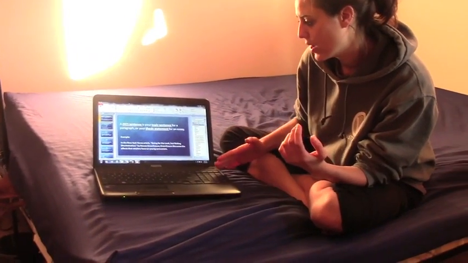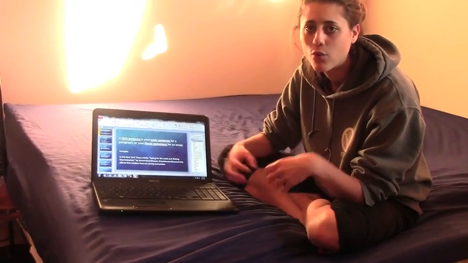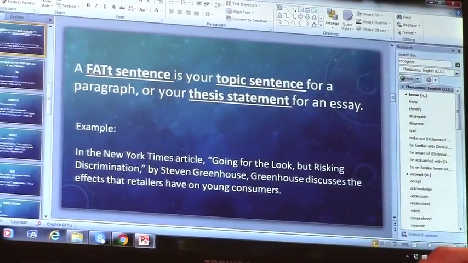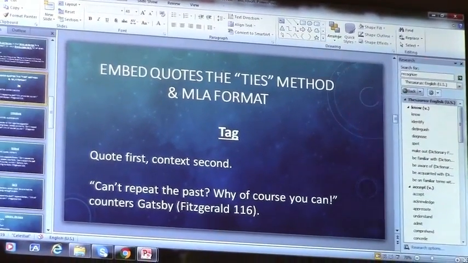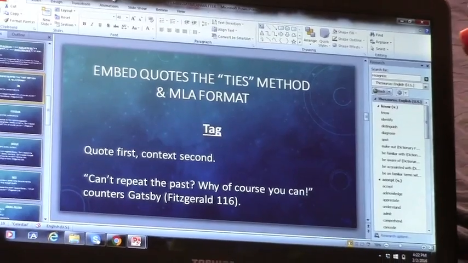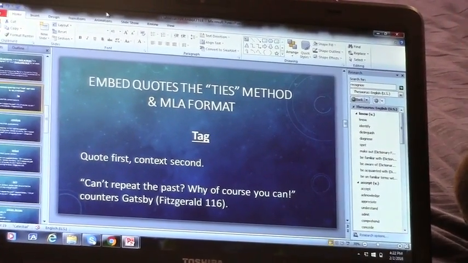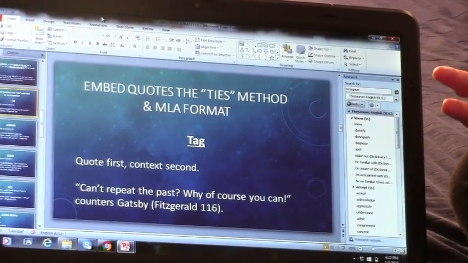And I would have them write this definition down, that their fat sentence would be the topic sentence of their paragraph, or if they were writing an essay for me, it would be their thesis statement, essentially, and I provided an example, which we won't look over right now. Then I explain how to embed quotes, so it's important for the students to have textual evidence within their paragraph, because that was one of the standards that I want to cover in this lesson.